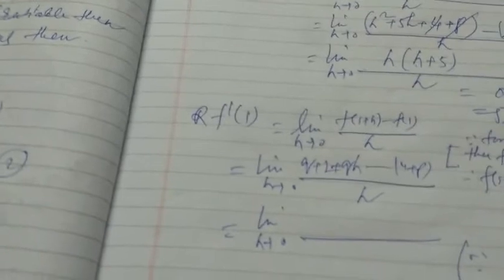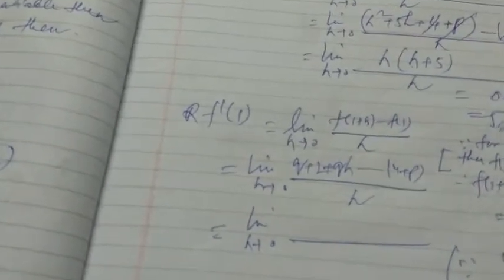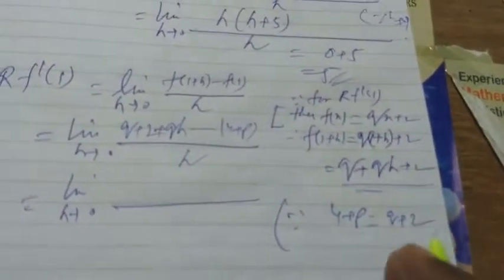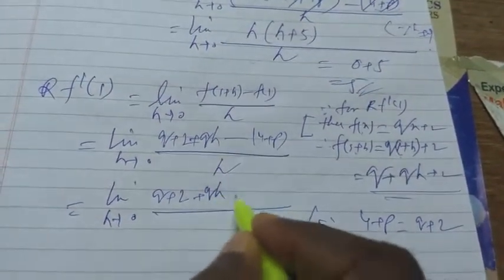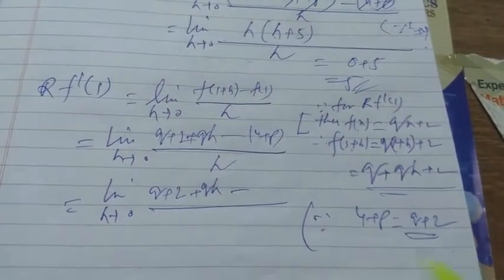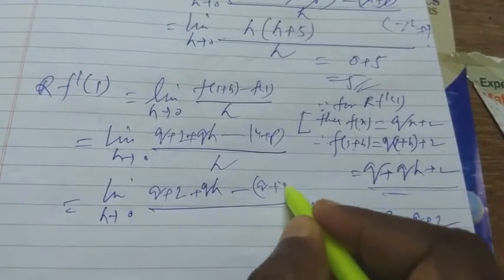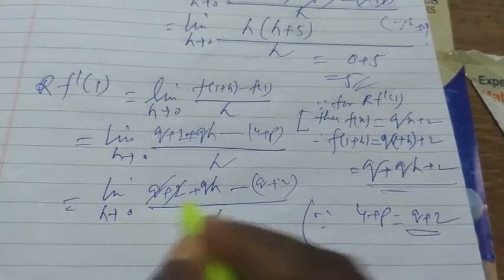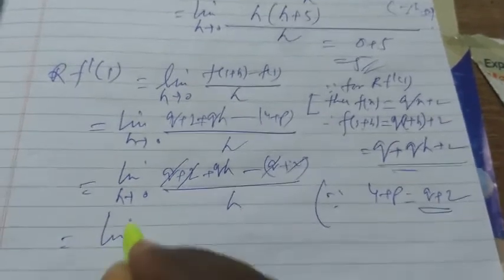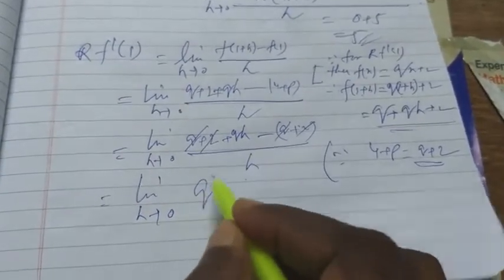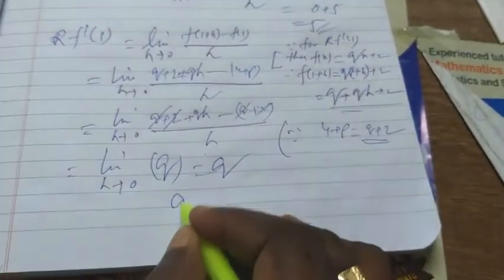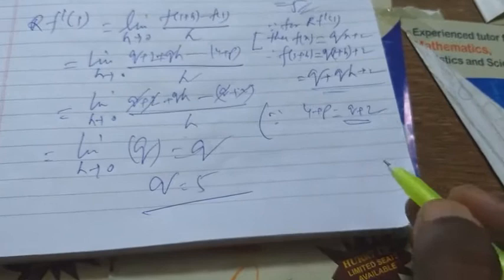Since 4 plus p is equal to q plus 2, putting this gives q plus 2 plus qh, so 4 plus p is q plus 2 by h. Cancel. Then take the limit as h tends to 0. h is cancelled, that is q equal to q. So therefore q equal to 5.